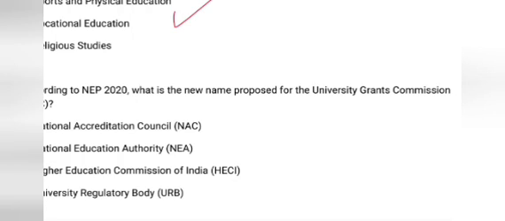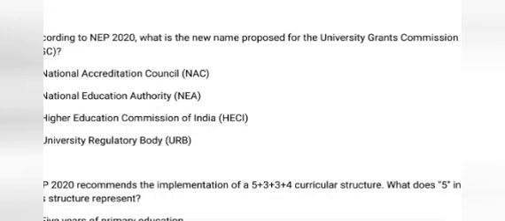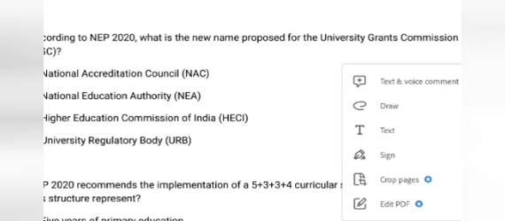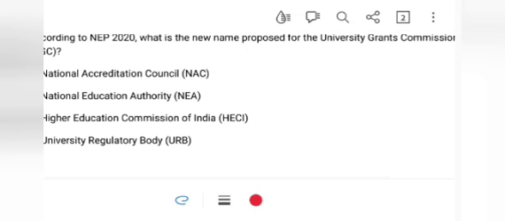Then according to NEP, what is the new name proposed for the University Grants Commission, UGC? National Accreditation Council NEC, National Education Authority NEA, Higher Education Commission of India HECI, University Regulatory Body URB. So the correct answer of this question will be number C, that is Higher Education Commission of India, HECI.